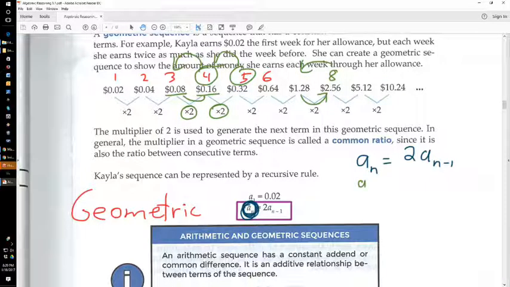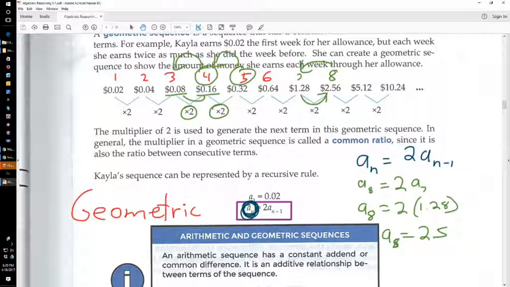So if I wanted number 8, a sub 8 equals 2 times whatever a sub 7 is. In this case, a sub 7 was, what, 1.28? So a sub 8 equals 2.56. And that's the nuts and bolts of what we're doing today.